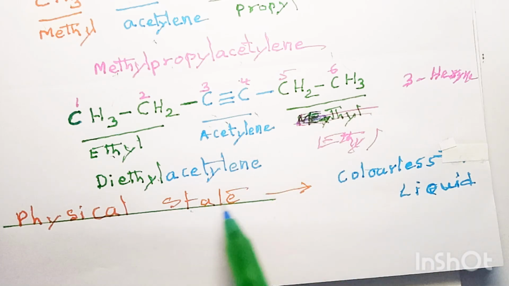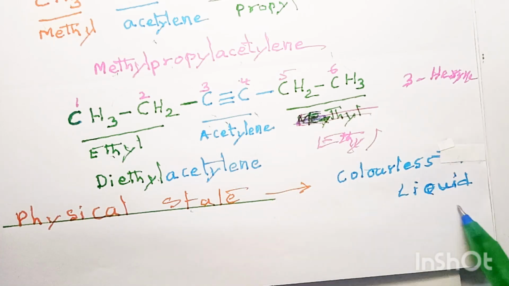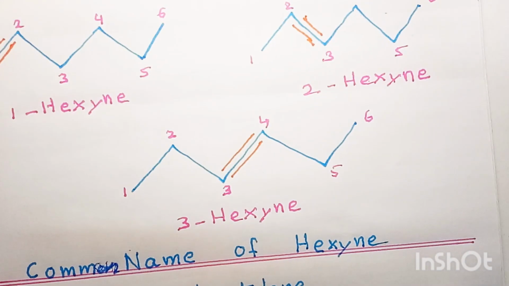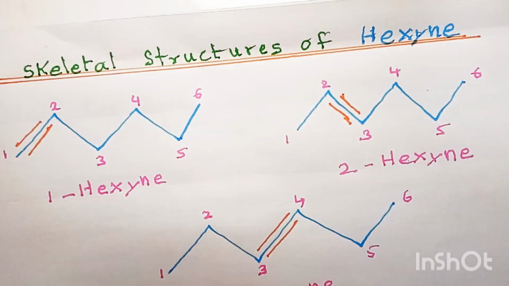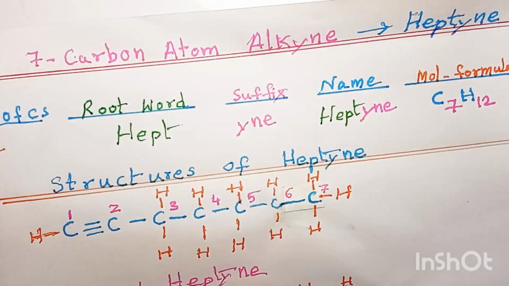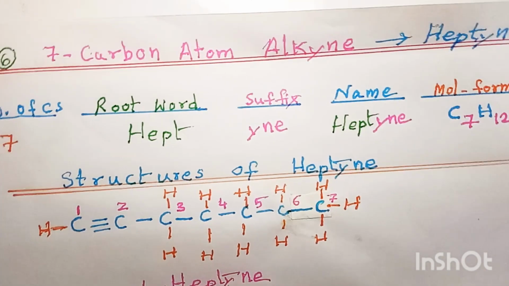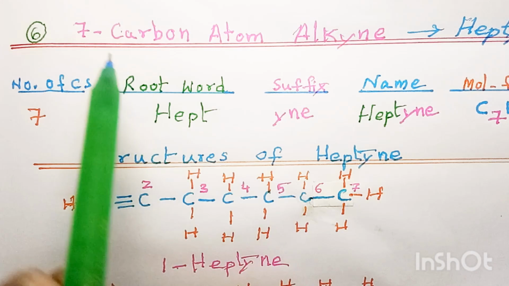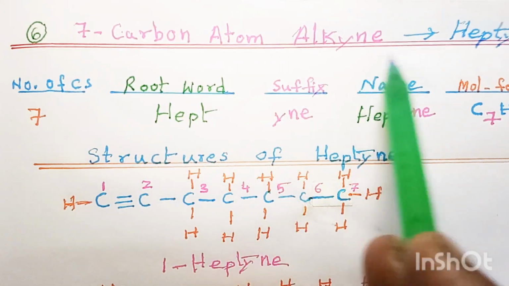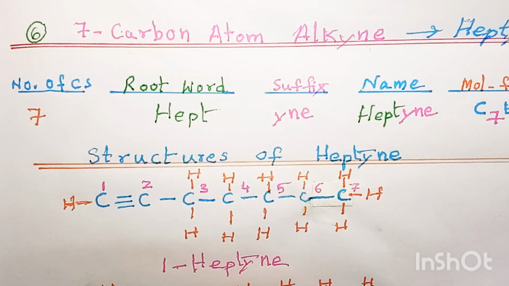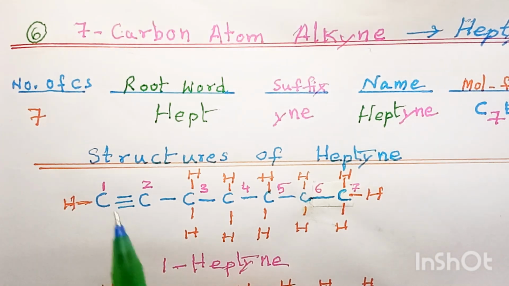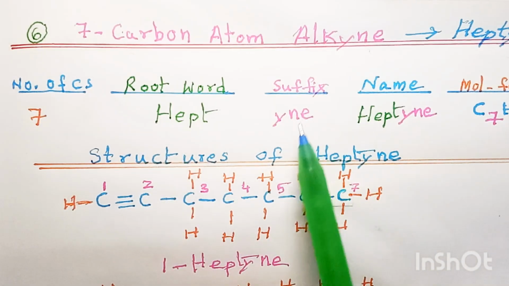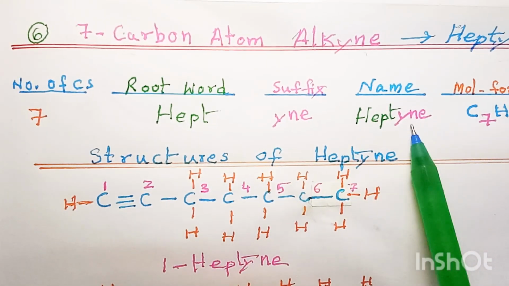Hexyne is a colorless liquid. Now let's go to the next member of the open-chain alkynes. The next member of the open-chain alkynes is the 7-carbon alkyne, that is heptyne. So here the number of carbon atoms is 7. The root word is hept and the suffix is "-yne". So the name is heptyne.